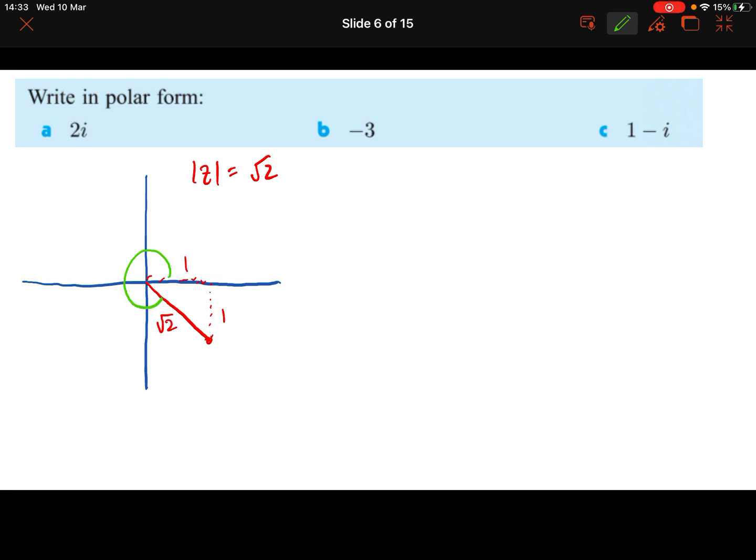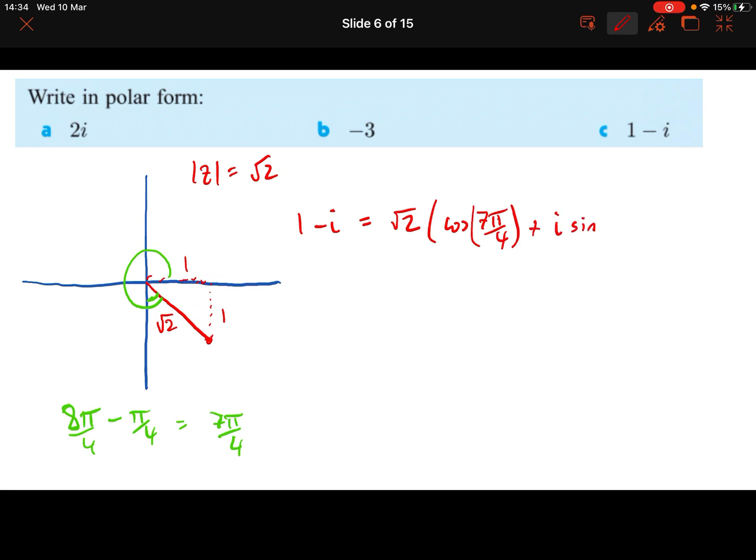I hope you know now that this angle here will be 45 degrees, so that's pi over 4. So it's 2 pi minus pi over 4, which is what? That becomes 8 pi over 4 minus pi over 4, so it's 7 pi over 4. So I know the argument and the modulus, so I can write 1 minus i as its modulus, which is root 2, times cosine of its argument, 7 pi over 4, plus i sine of its argument.